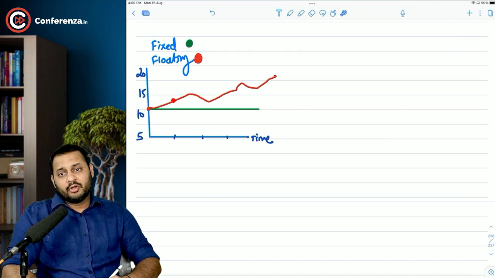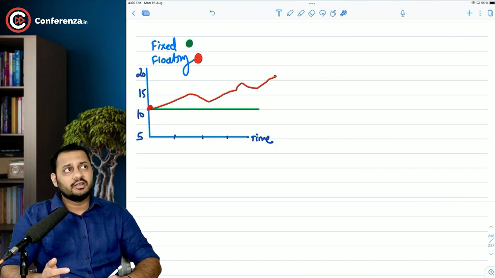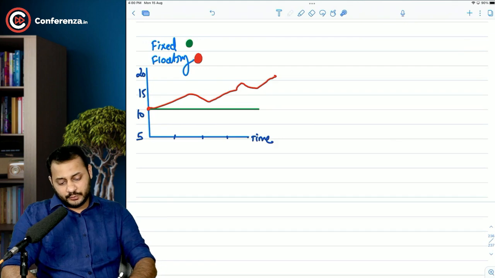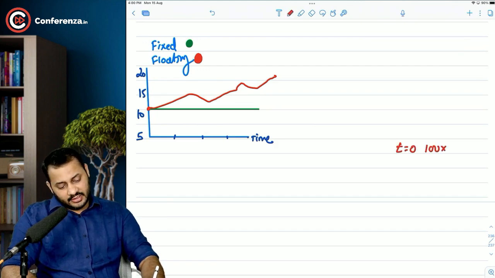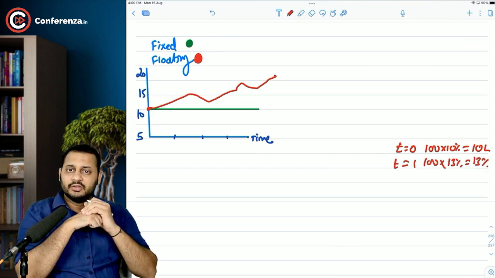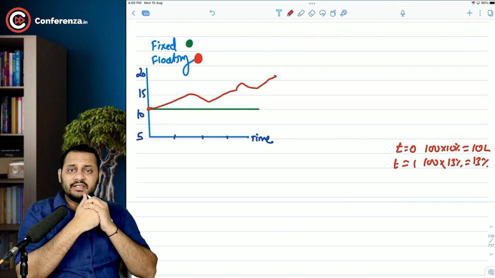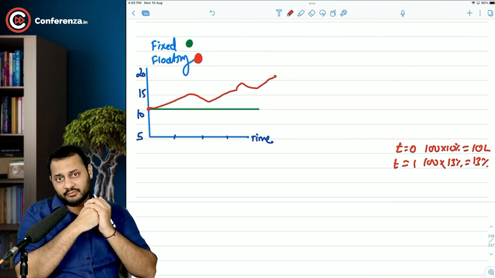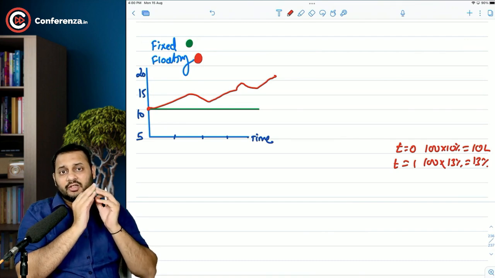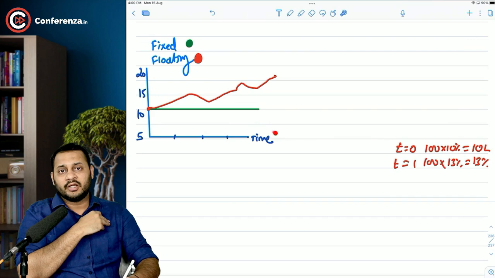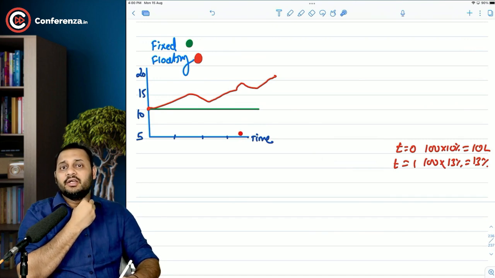It's bad news, sir, because when he borrowed money at 10%, he had to pay only 10% on let's say 100 lakh rupees of the borrowings. So at time 0, he paid 100 multiplied by 10%, that's 10 lakhs. But after a year, if the rate goes to 13%, he will be paying the same on 100 lakhs. So that will be 13 lakh rupees for the second year, right? Who wants his interest cost to increase if the principal amount is same? All the borrowers in this world would want the interest rate to go down and down and down. So when the interest rate goes down after borrowing at a floating rate, it's good news for them.